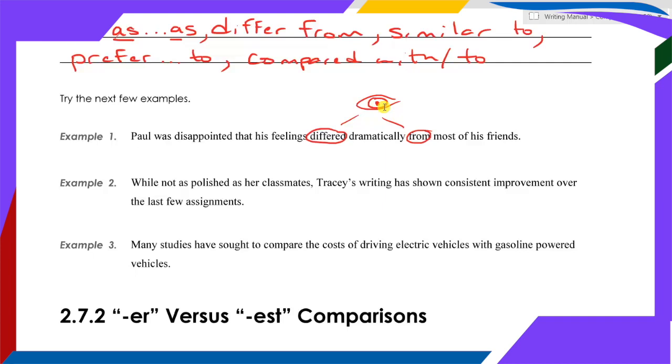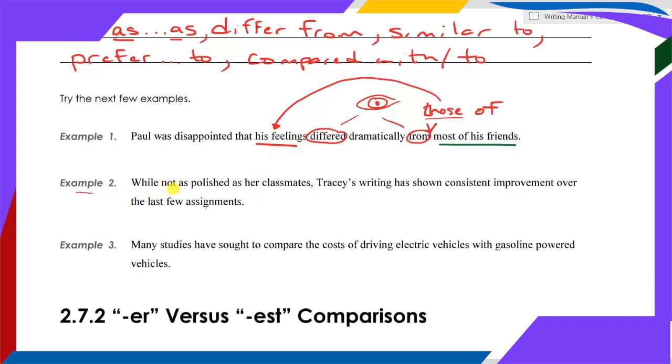In example 1, we have Paul was disappointed that his feelings differ dramatically from most of his friends. So what we are literally comparing here is our feelings to friends. The feelings were different from friends. That doesn't make any sense because we can't really compare feelings to friends. We can compare friends to friends. We can compare feelings to feelings. And indeed, that's what we meant to do in writing this sentence. Paul was disappointed that his feelings differ dramatically from those of, or the feelings of, most of his friends. We need to compare feelings to feelings, not feelings to friends.